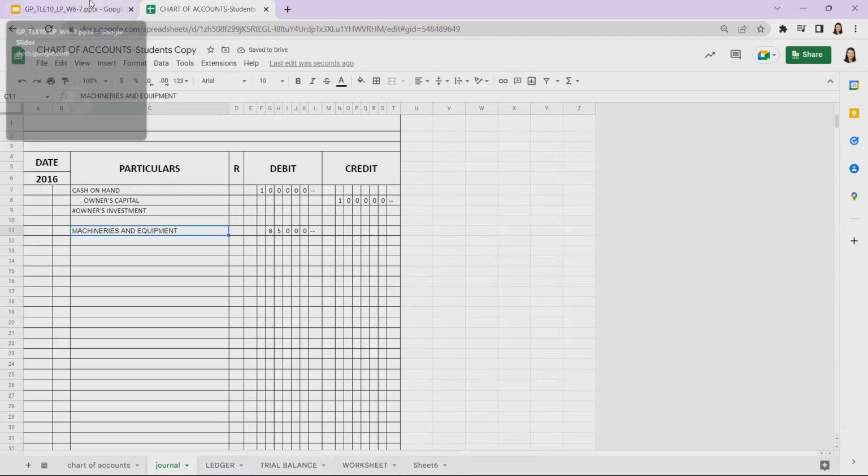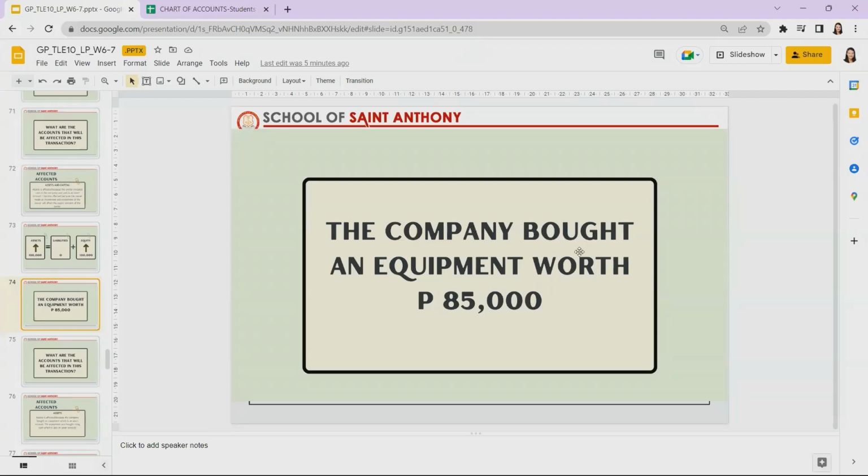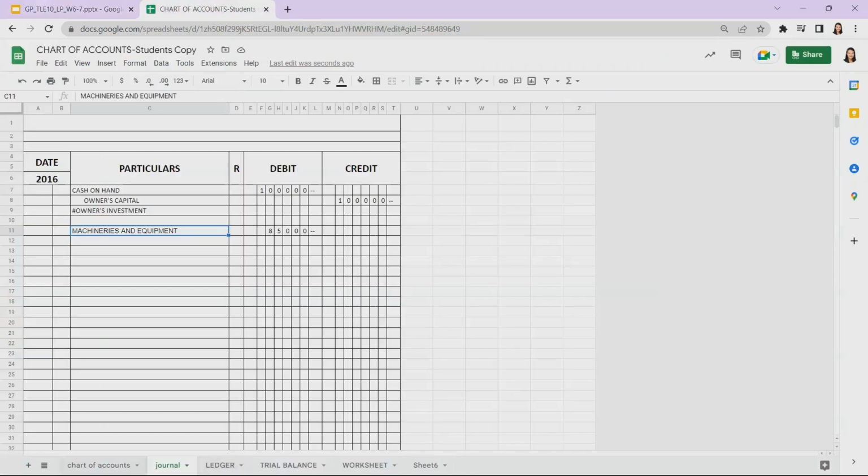What should be our credit? It is stated here. The company bought an equipment worth 85,000. Bumili tayo ng equipment. Anong pambili ba ng equipment? Ang pambili ng equipment ay pera. So we have cash. What type of cash? Did we use check? No. So we have to use cash on hand. Cash on hand.